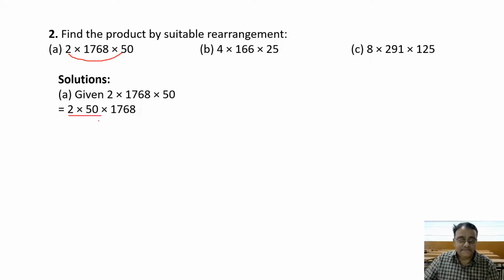तो ये 100 हो गया. ना 100 में 2 0 है तो इसके आगे 2 0 लगा देंगे. सो विल गेट 1,76,800. Now the second question, see if you multiply these two we'll get 100.